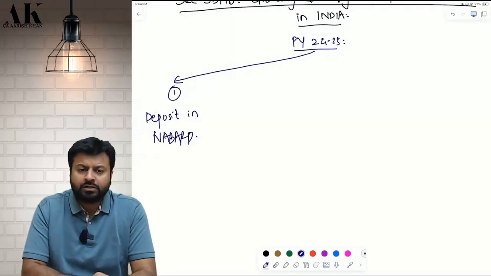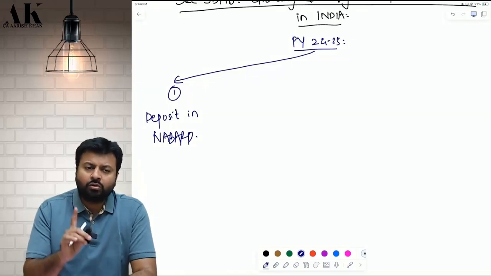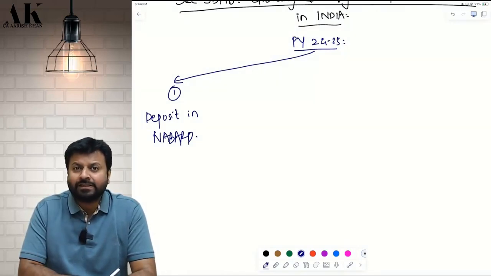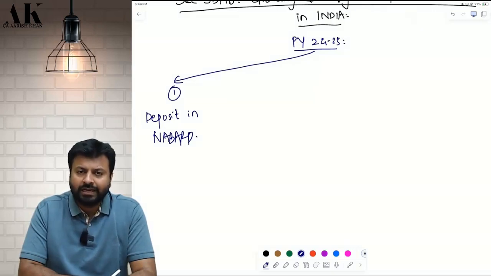Where are you supposed to deposit? In NABARD. Suppose I wish to claim 1 crore rupees as deduction. So if I wish to claim 1 crore as deduction, I have to deposit 1 crore in NABARD, the National Bank for Agriculture and Rural Development.